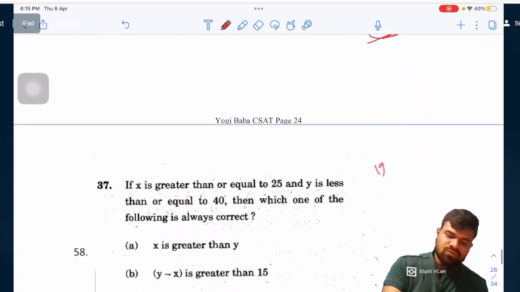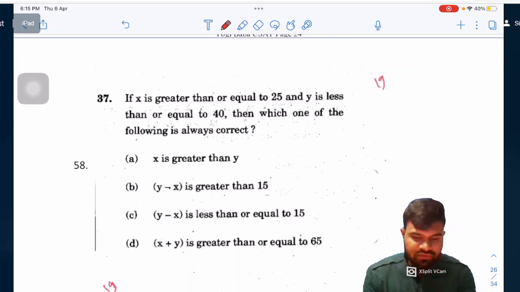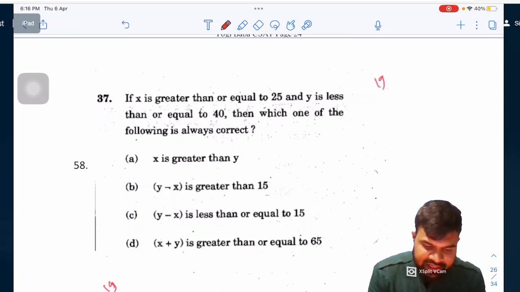Okay, I want you to do it by yourself again. I have just given you a hint. If x is greater than or equal to 25, y is less than or equal to... So this is a simple question.